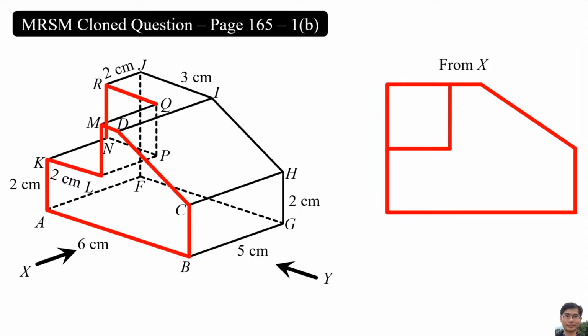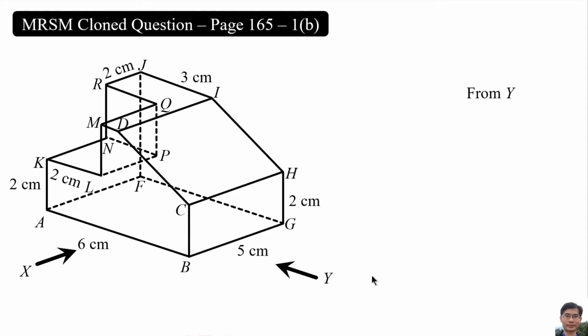The length of this horizontal line is 6 cm. The length of this vertical line is 2 cm. The length of this horizontal line is 3 cm. And the length of this horizontal line is 2 cm. And the length of this vertical line is 4 cm minus 2 cm. So the length of this vertical line is 2 cm.